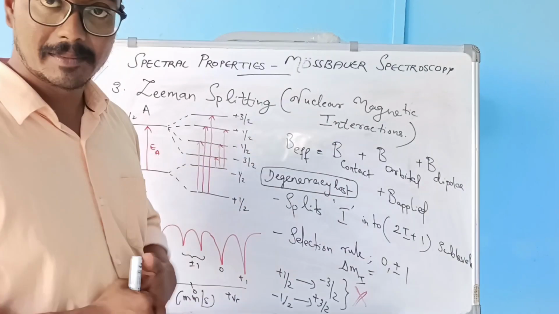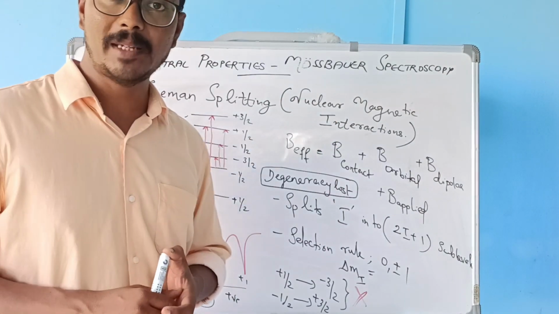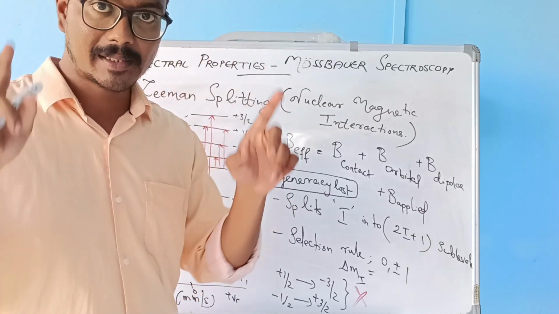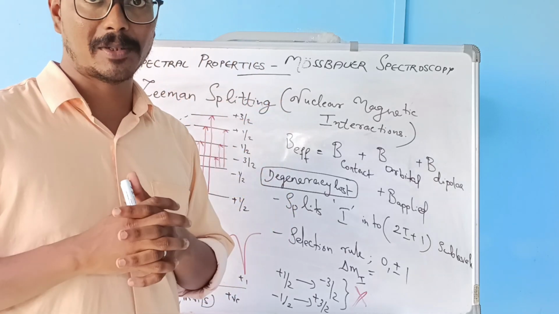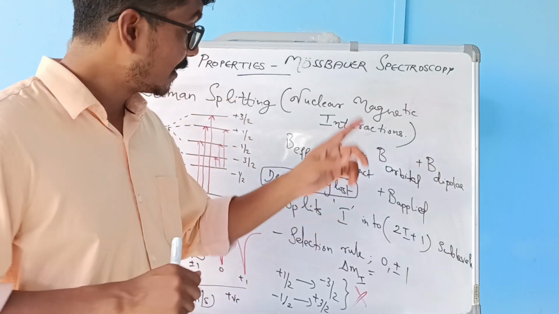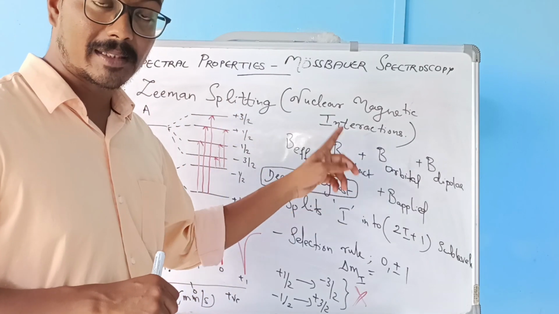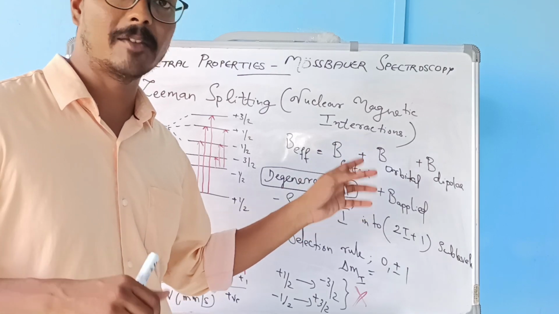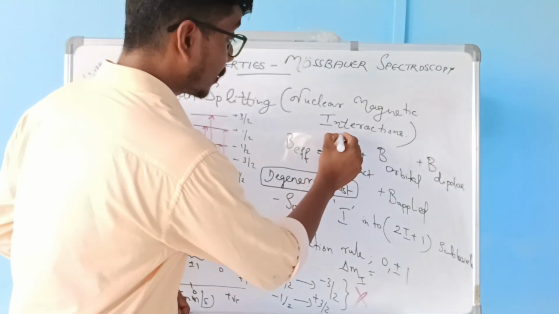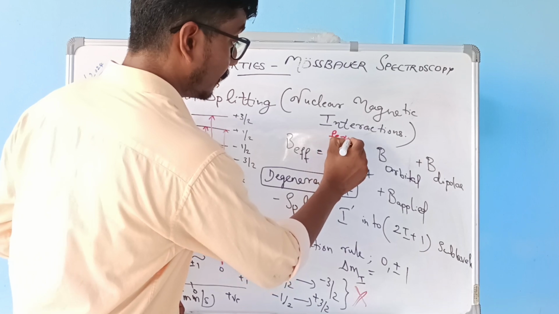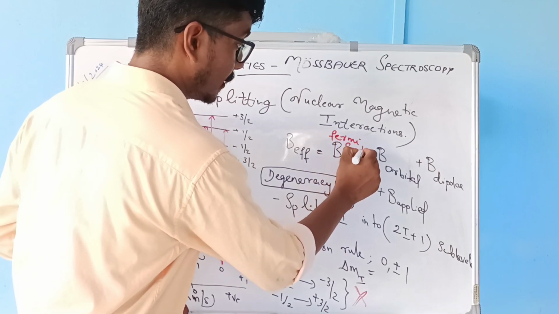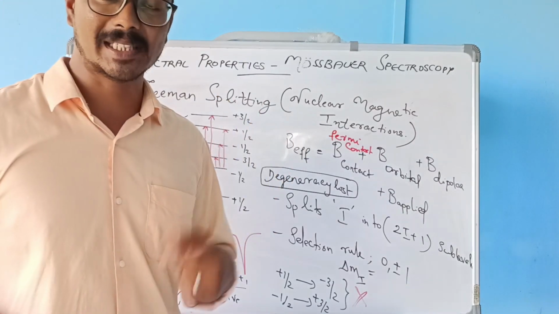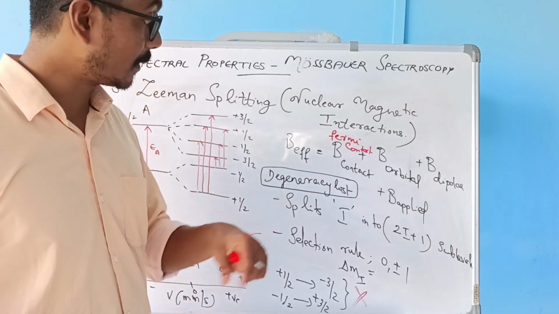The B contact means the field due to the spin moment of the s electrons. S electrons are around the nucleus. Due to the spin motion or spin moment of the s electrons, a magnetic field is formed, that is known as B contact, the contact magnetic field, or in other words Fermi contact. The magnetic field due to the spin of s electrons around the nucleus is called Fermi contact.